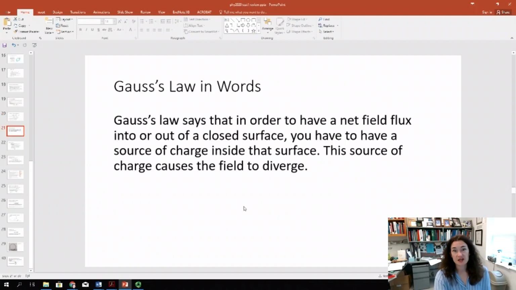In words, Gauss's law says this: in order to have a net field flux into or out of a closed surface, you're going to have a source of charge inside that surface. If there's no net charge inside the surface, then what goes in the surface is also going to come out of the surface, which is no net flux. Now, this source of charge that you have enclosed inside this surface causes your electric field to diverge. So that's what it means in words.